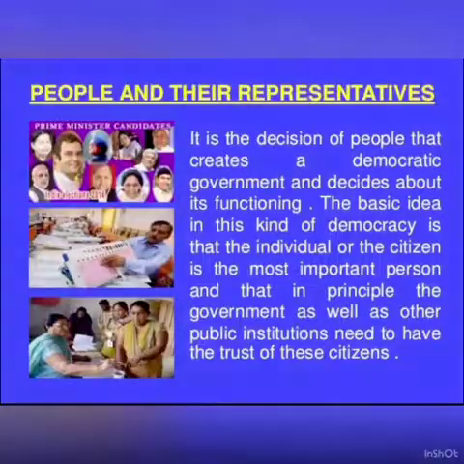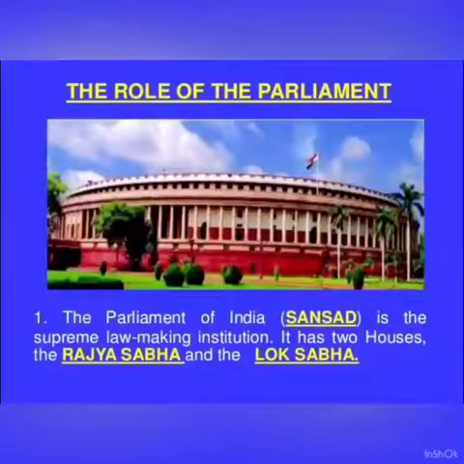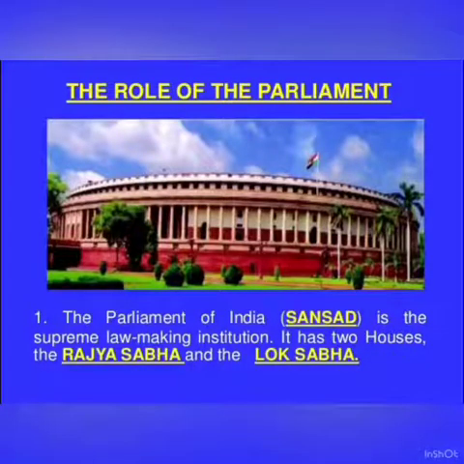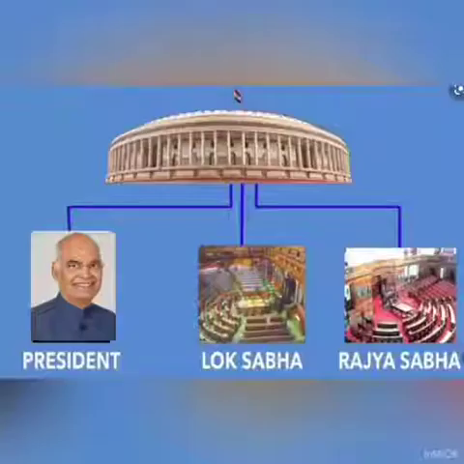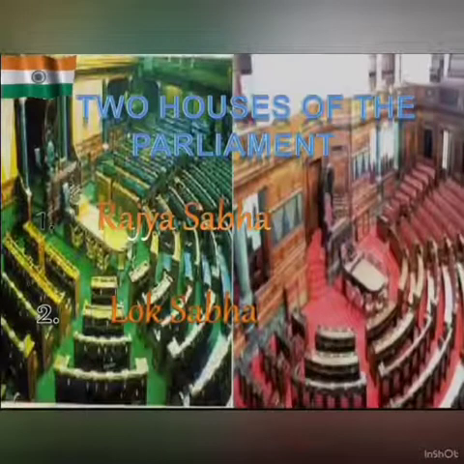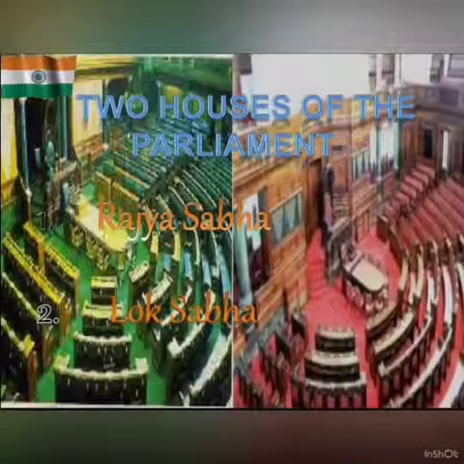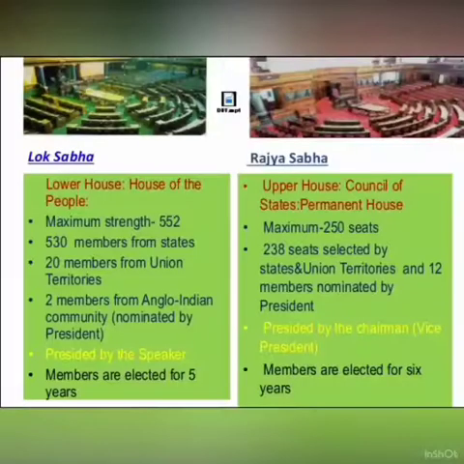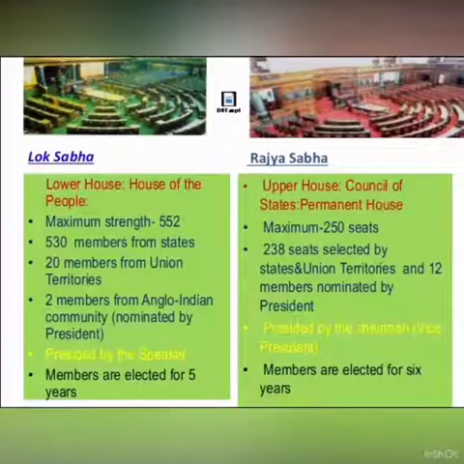If we talk about the role of Parliament, the Parliament of India is divided into Rajya Sabha and Lok Sabha. It consists of the President, the Lok Sabha and the Rajya Sabha. Now we will be talking about the two houses of the Parliament in detail. So this is the composition of the Lok Sabha and the Rajya Sabha.